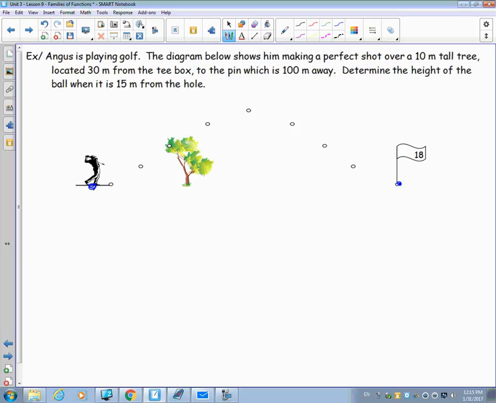So, we've got to interpret this information. We know our tree is 10 meters high. That's 10. We know it's 30 meters from the tee box. We know the pin is 100 meters away. So from here all the way over here is 100 meters. And we want to figure out the height of the ball when it's 15 meters from the hole. So let's call 15 meters this way. And what's the height right there?